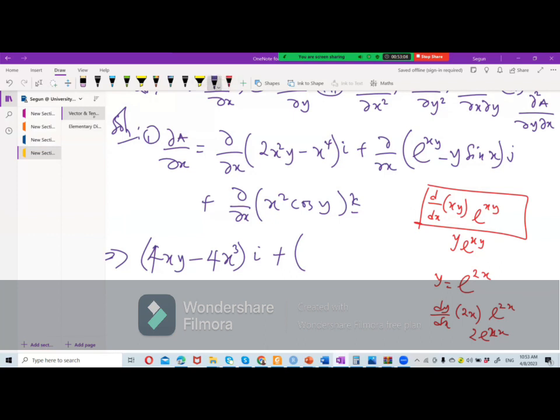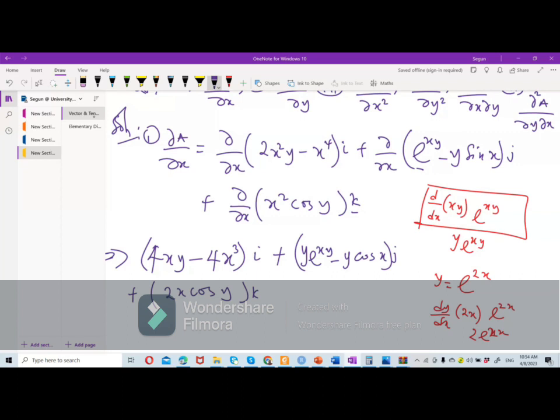Let's continue with this. So when you differentiate this one now, what do we have? We have y exponential xy. Now, we need to differentiate sine. What do we have? y cos x, and everything k. So that is what they asked you to solve.